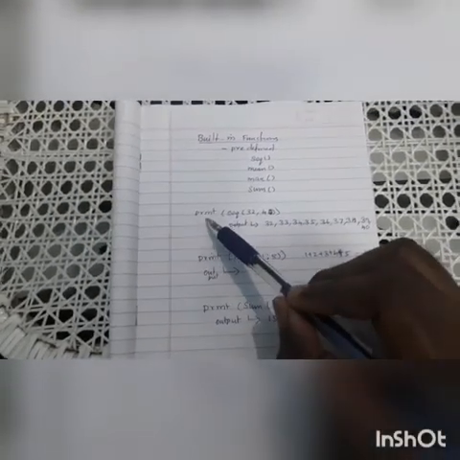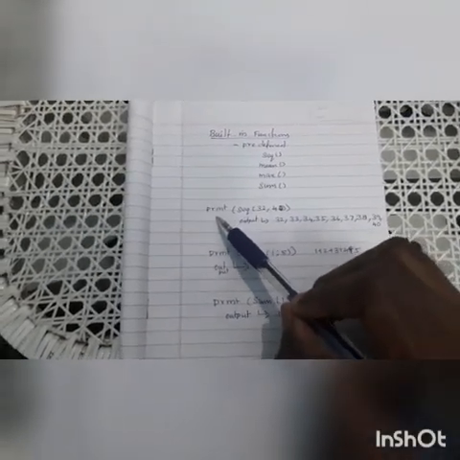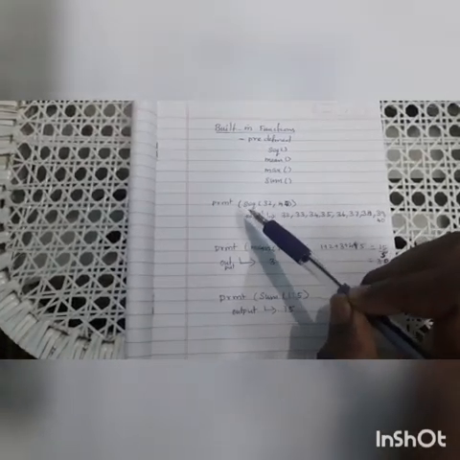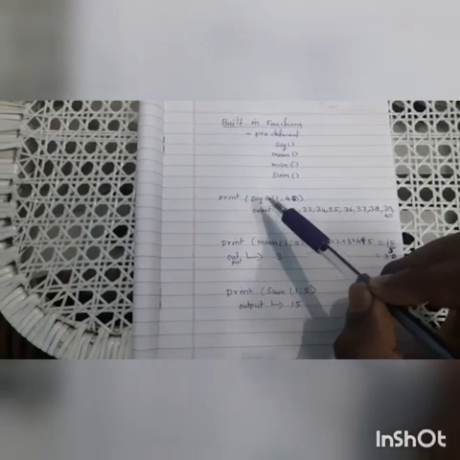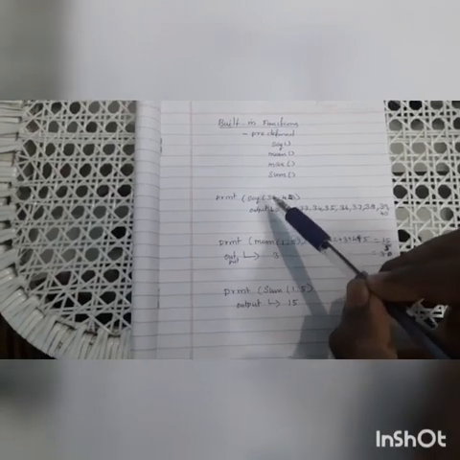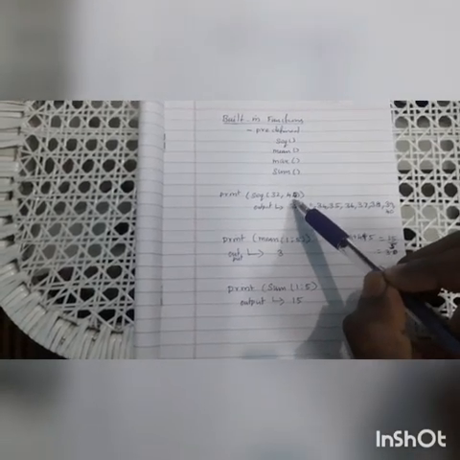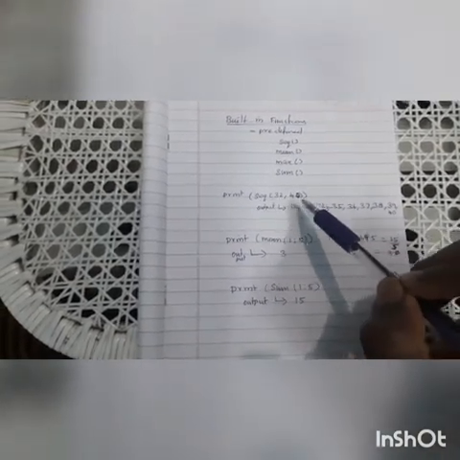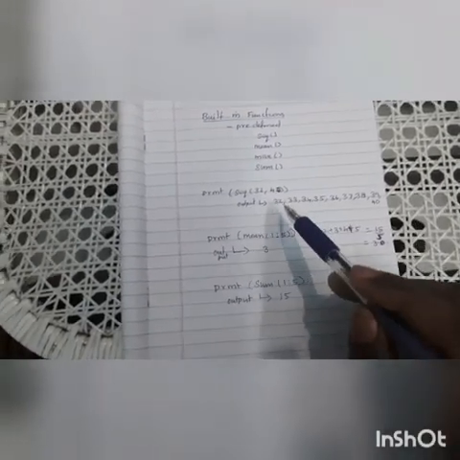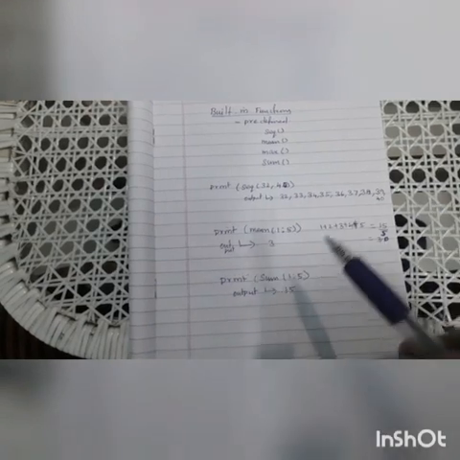See here, print is one of the predefined functions, which is used to print the values on the screen. Here we are passing the sequence function as the parameter to the print function. For the sequence function we pass the parameter 32 to 40. This is the starting value and this is the ending value. Between these two values all the values are printed here. So 32, 33 up to 40 will be printed here.